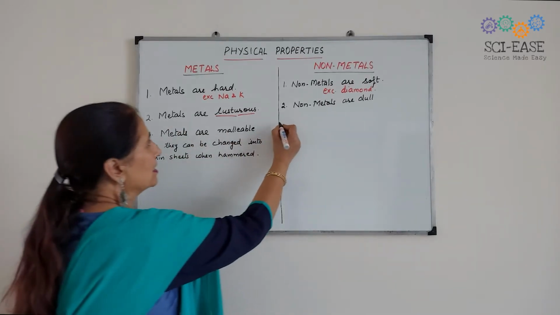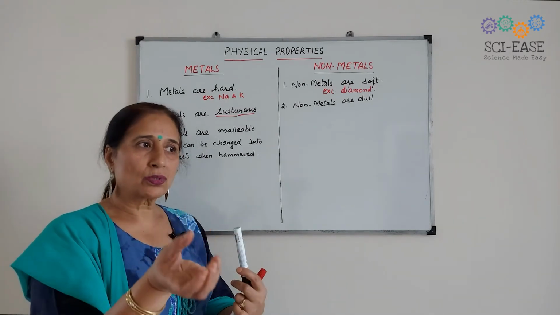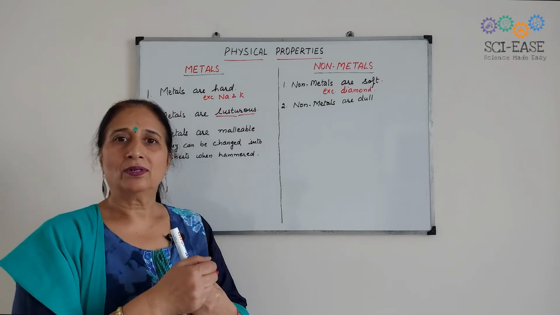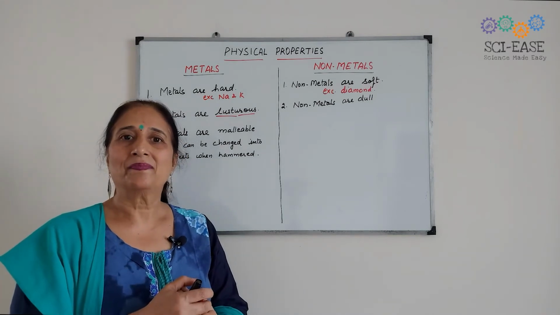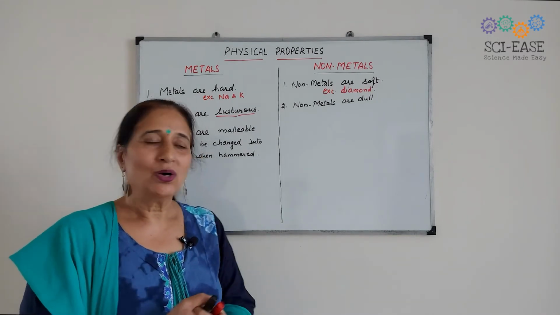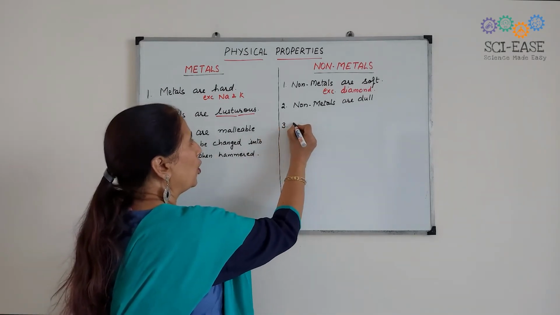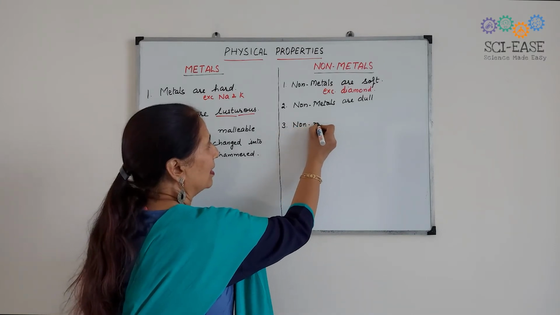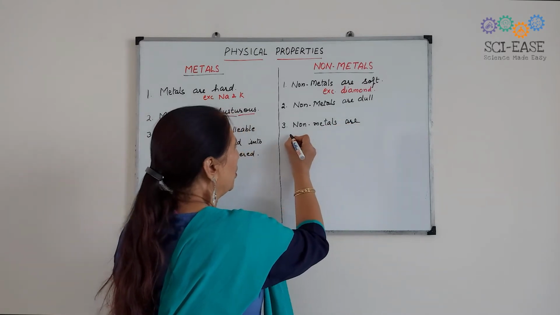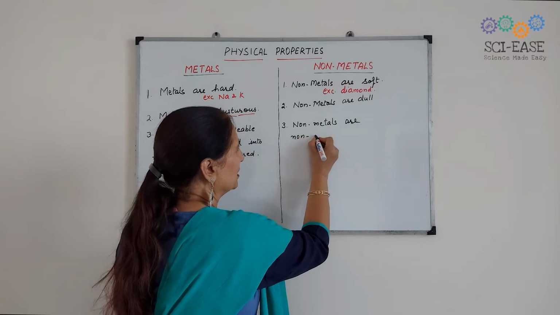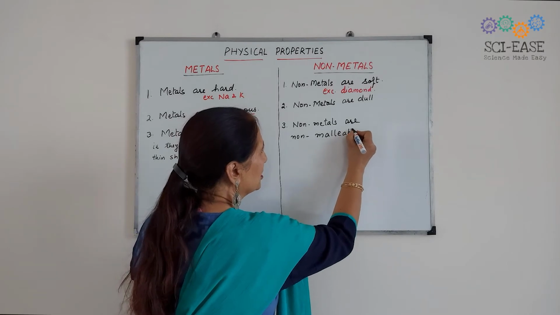Now, take some non-metal. You take piece of this coal, sulfur or phosphorus and hammer it. What will be the result? They will be changed into the powdered form. Okay? So, we will write that non-metals are non-malleable. That is, they cannot be changed into thin sheets.